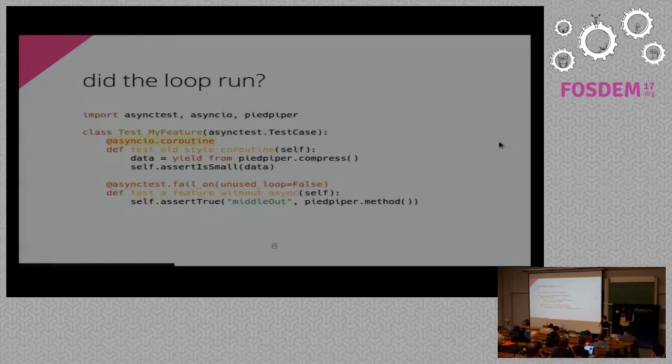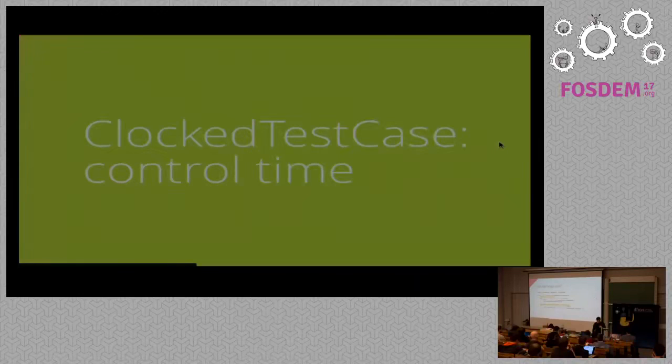If in some case you actually don't want to use a coroutine and don't want to check that the loop did run, I've got this decorator called failOn, which has a few parameters that allow you to enable some of the checks and disable some others. We will see some of them later.